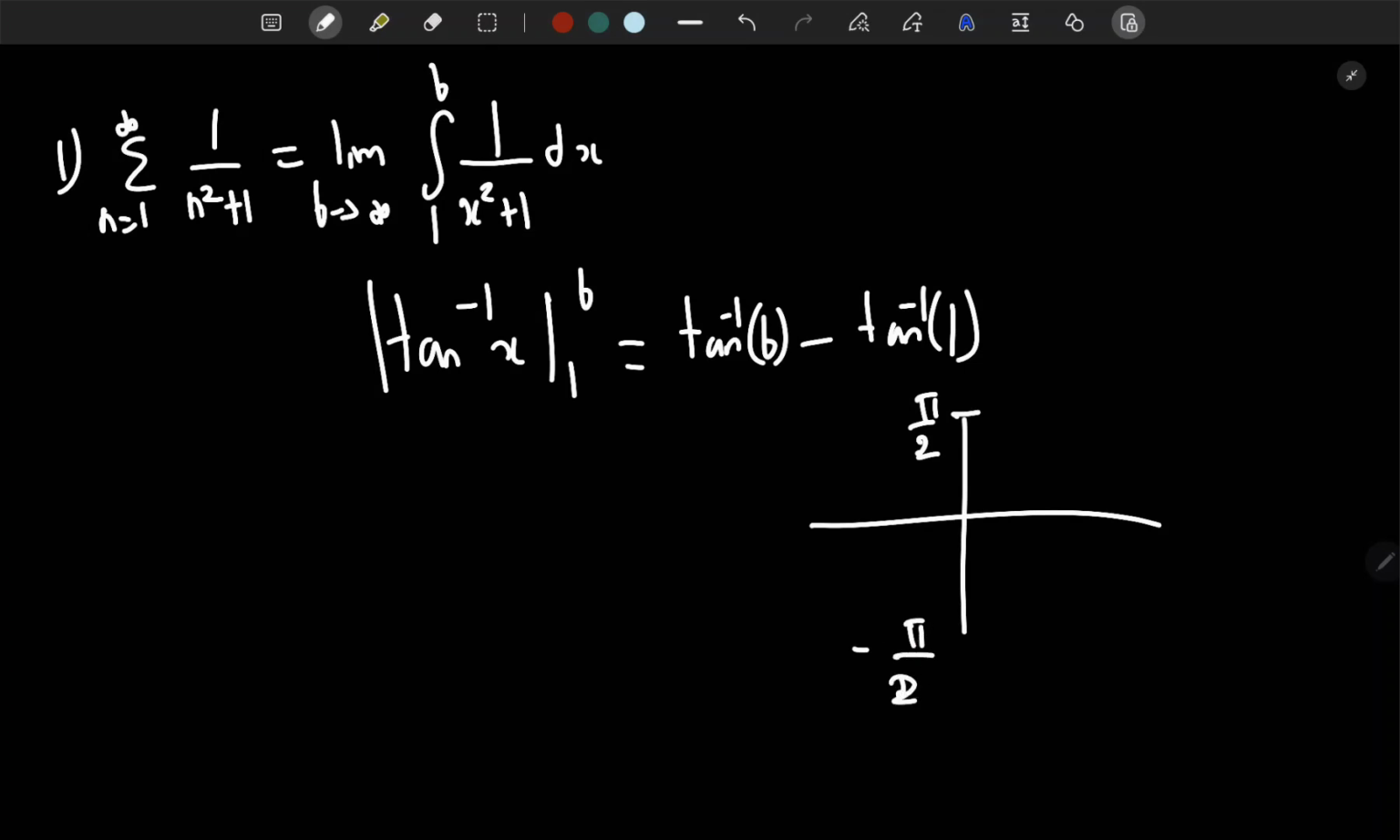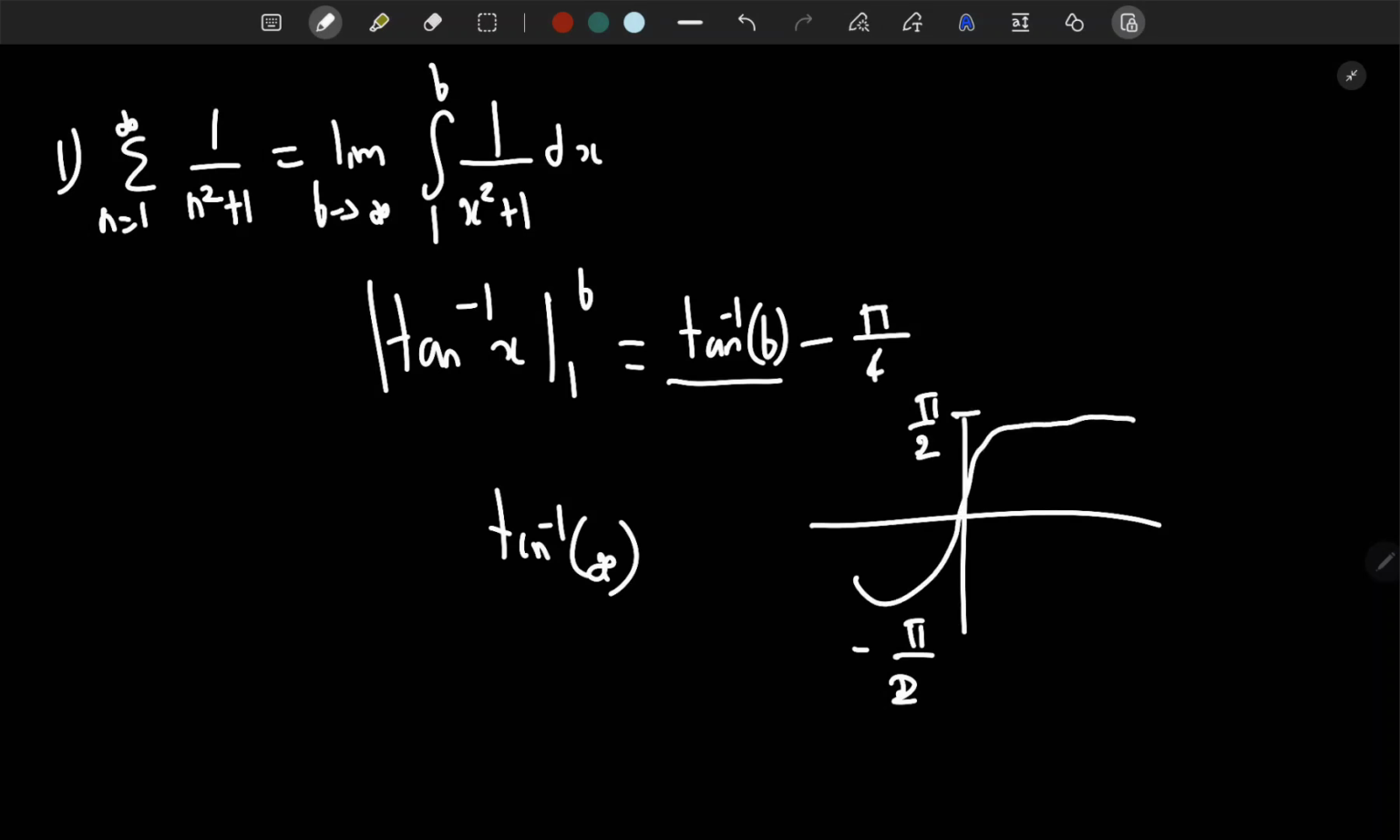And we can just do this on the calculator. If you just type tan inverse 1, it's going to give you pi over 4. And what we have over here is tan inverse of a very large number, so positive infinity. But here we know that the graph just goes like this. It never goes above pi over 2. So the maximum value of tan inverse here is pi over 2.